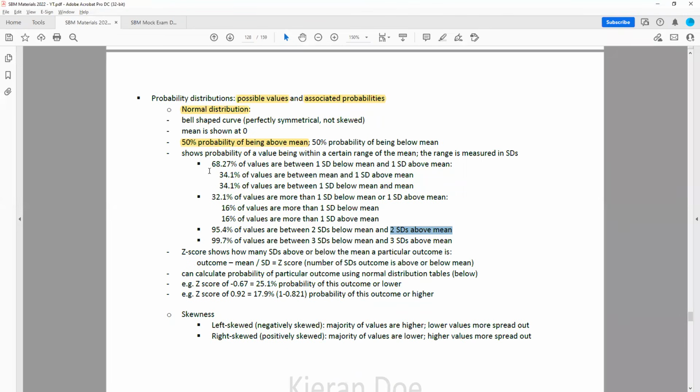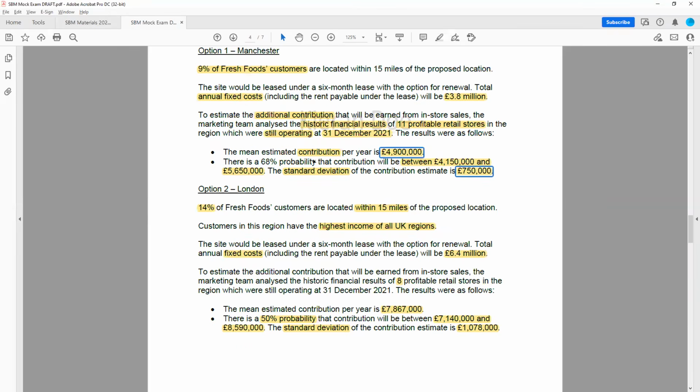But we'll see how this works. I think it makes a bit more sense when we actually look at some numbers. So we know this is how normal distribution works. So when we're told information here, we're told there's a 68% probability that the contribution will be between this and this, and we're told what the standard deviation is. So actually, when we know this, we can assess whether it follows normal distribution.